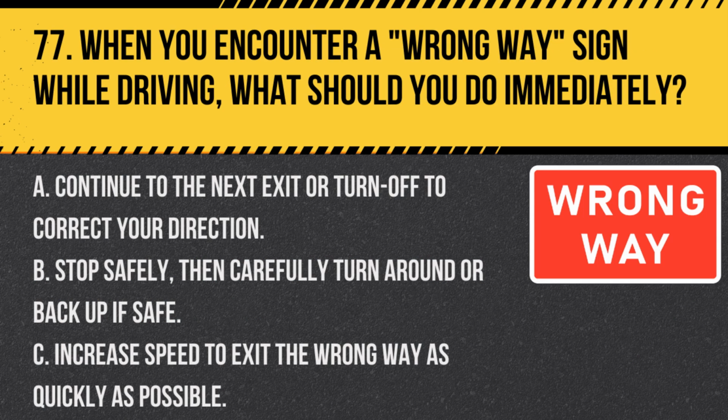Question 77. When you encounter a wrong way sign while driving, what should you do immediately? A. Continue to the next exit or turn off to correct your direction. B. Stop safely, then carefully turn around or back up if safe. C. Increase speed to exit the wrong way as quickly as possible.